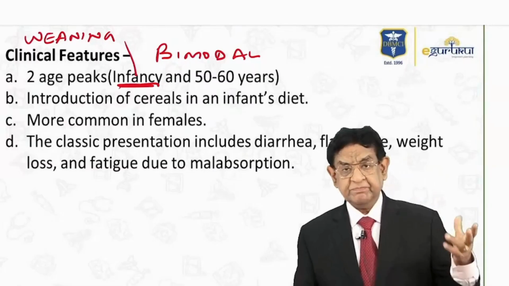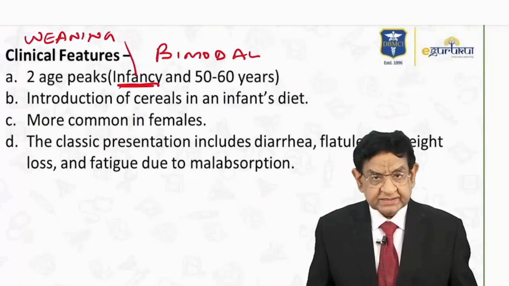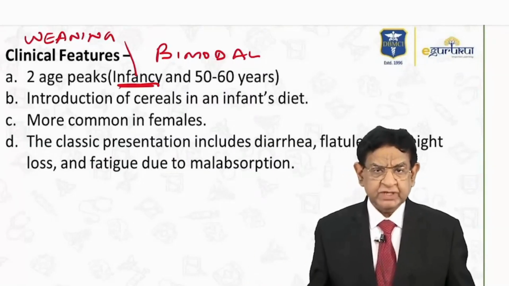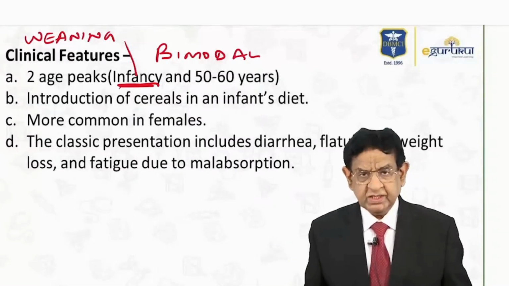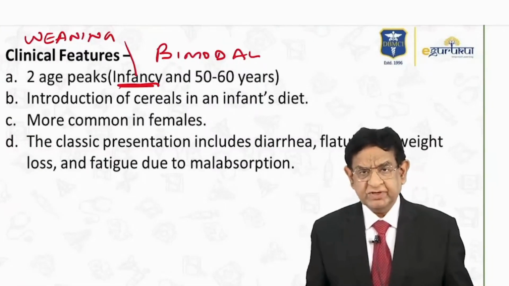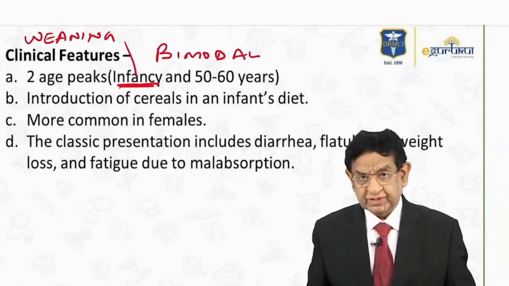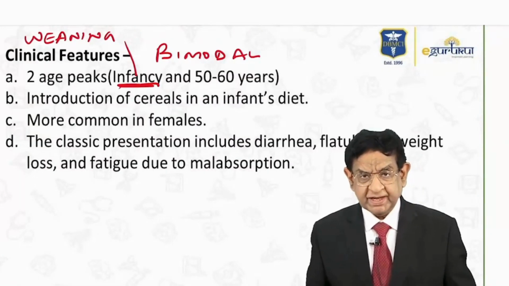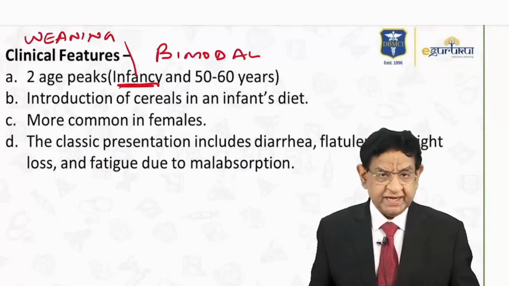Weaning means, of course, throughout the world, one food habit which is common is that in the first 6 months of life the child is given milk, and after 6 months onward they start introducing oral food like cereals. So if the weaning food given to the child contains any food item from barley, rye, wheat, then the child will develop diarrhea.